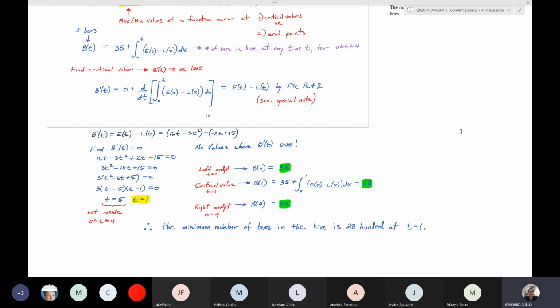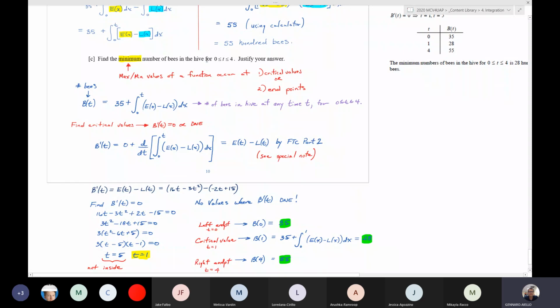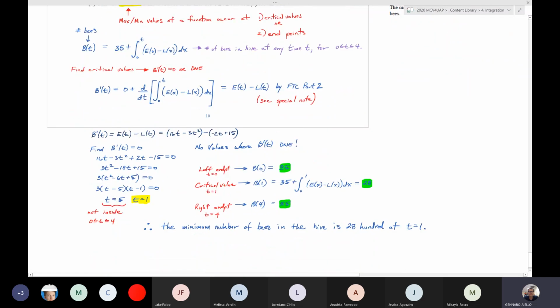Now, pay attention to the values you get. T equals 5, I can't use that in the problem. That has no merit here because I'm only interested in what's happening between 0 and 4. That's what the question asked. Find the minimum number of bees in the hive between 0 and 4. So I don't even have to worry about the t equals 5, but t equals 1 is a critical number. In fact, it's the only critical number.